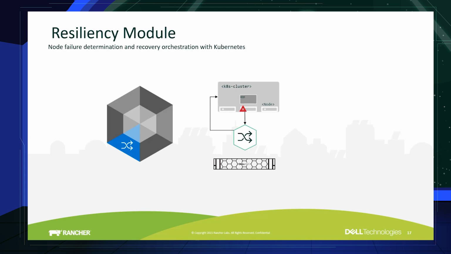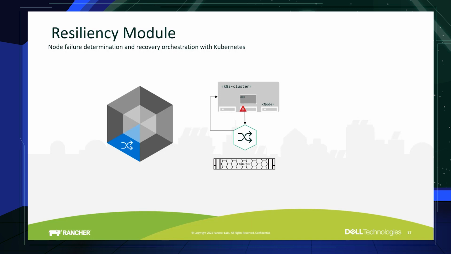CSM resiliency is a module designed to make Kubernetes applications, including those that utilize persistent storage, more resilient to various failures. The first component of CSM resiliency is Podmon, the pod monitor, which is specifically designed to protect stateful applications from various failures.